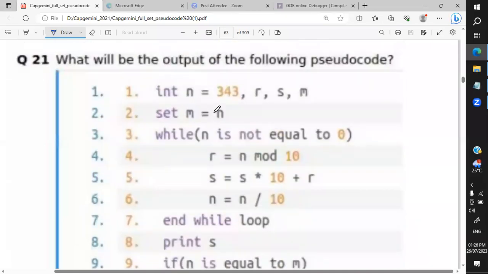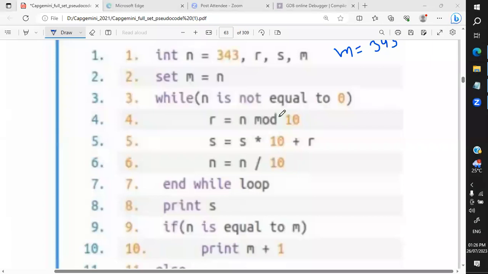Just see here, everyone. First, n is equal to 343. M equal to n. Now, m value is 343. After that, what are we doing? Now n is not equal to 0, true. We are just calculating the reverse. It will calculate the reverse, which is nothing but s as 343, because 343's reverse is 343 only.